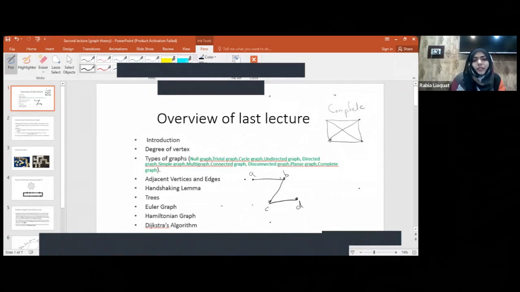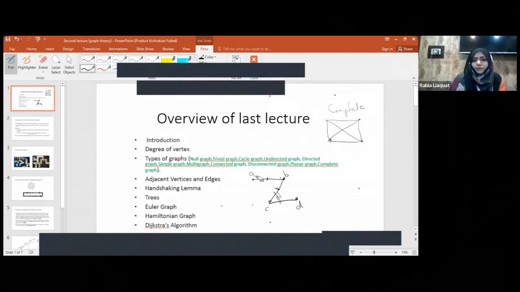Now edges, what is an adjacent edge? AB is an edge and BC is an edge. Both are adjacent edges because AB and BC are connected, right, through vertex B. So this is an adjacent edge. Similarly, CD and BC are both adjacent edges.